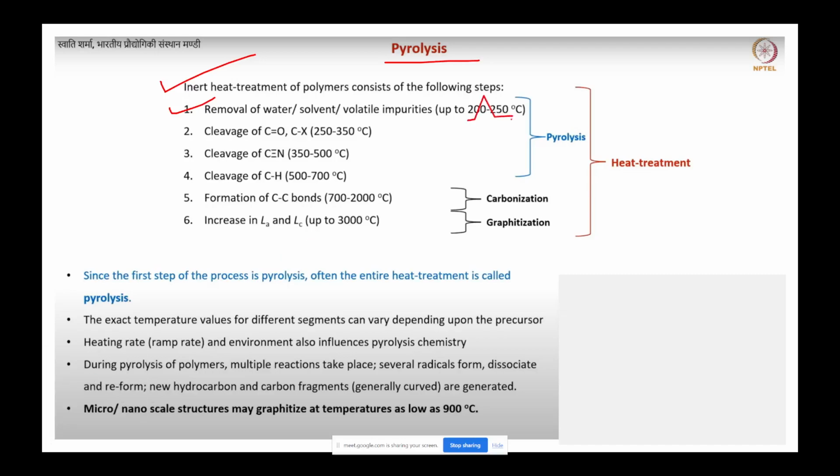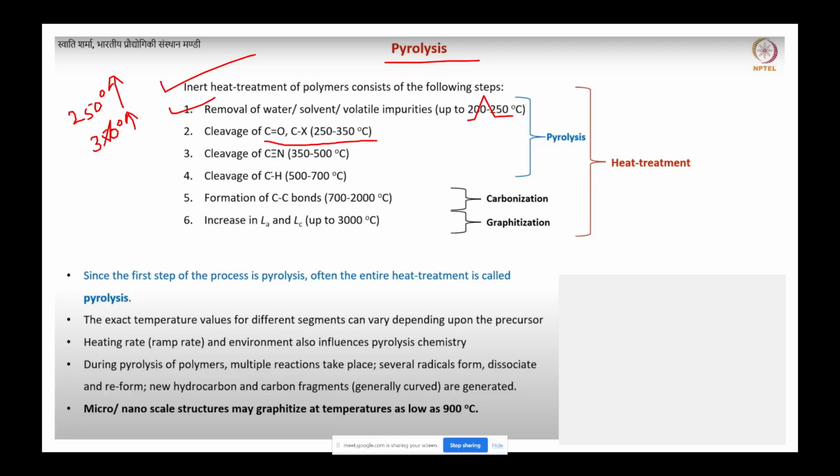So up to 200 to 250, what will happen? The removal of water or solvent, and if there is any volatile impurity, it will be removed initially, till 250. Okay, all the water content will get removed. Then the cleavage of C-O or C-X. So 250 to 350 degrees centigrade, all the cleavage of C-O or C single bond, any hydrocarbon that will be volatile, till 350 centigrade.